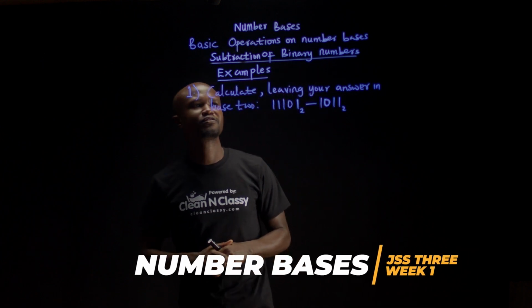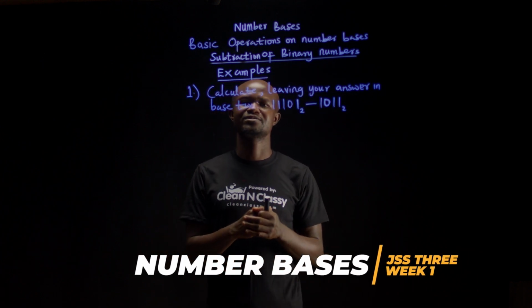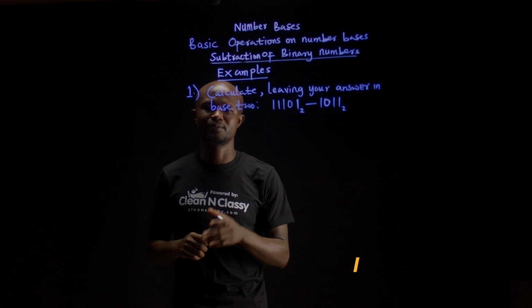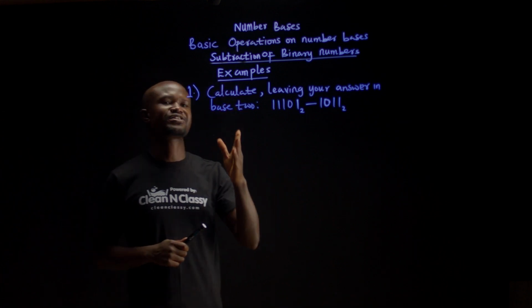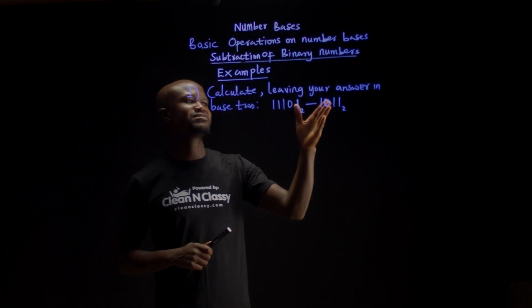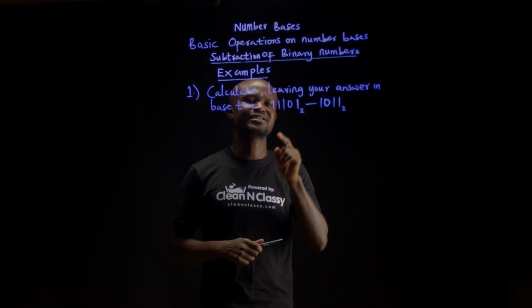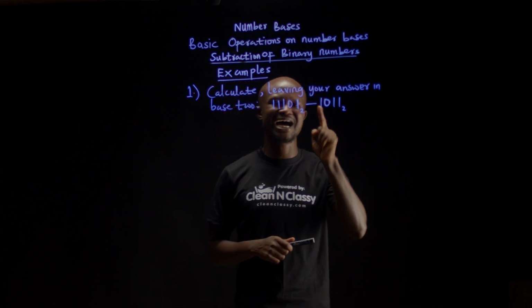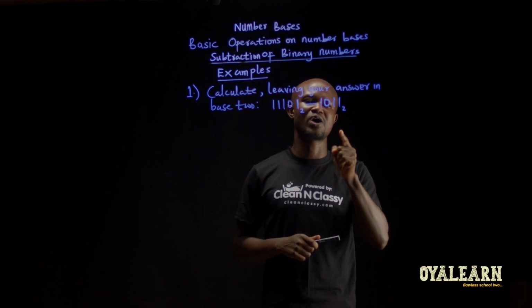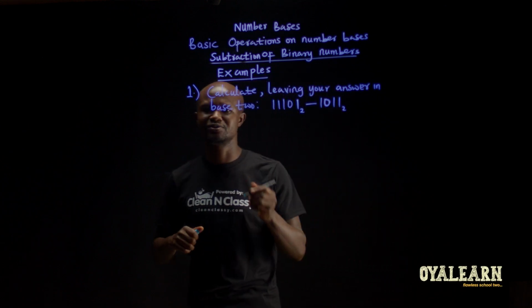Subtraction of binary numbers. Examples. Number 1. Calculate, leaving your answer in base 2. 11101 base 2 minus 1011 base 2. Solution.